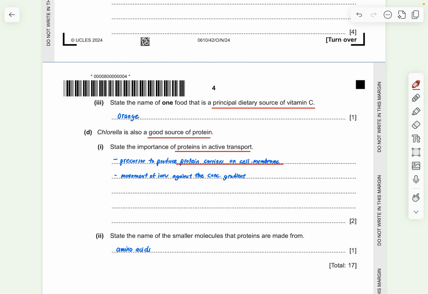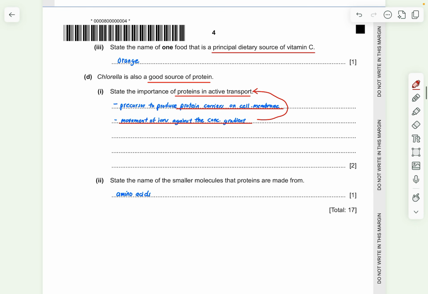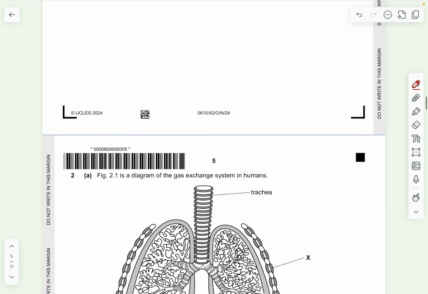And what does it do? It links to the function, which is movement of ions against the concentration gradient, which actually corresponds to the definition of active transport, because they don't tell you what is the definition of active transport. So state it. What does the protein carrier actually contribute? Okay. Now, state the name of the smaller molecules that proteins are made from. So when protein is being metabolized, what does it form? It forms amino acids. Okay, it's quite straightforward.